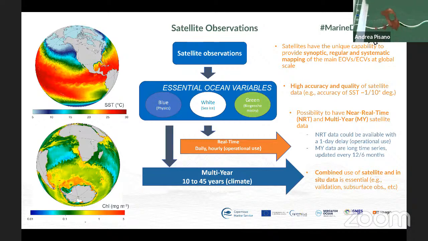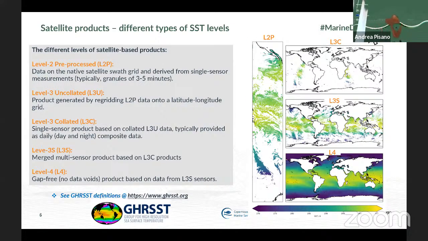While multi-year data provides a long-term historical data record covering from 10 to 45 years. And this is useful for climate applications. So remember, real time and multi-year. These are one of the key words to remember. Focusing on SST, there are different types of satellite SST data.